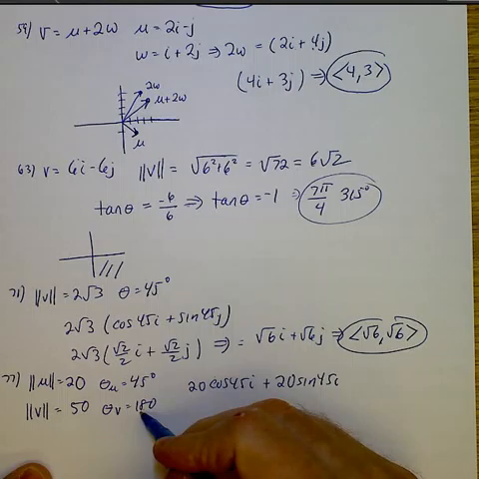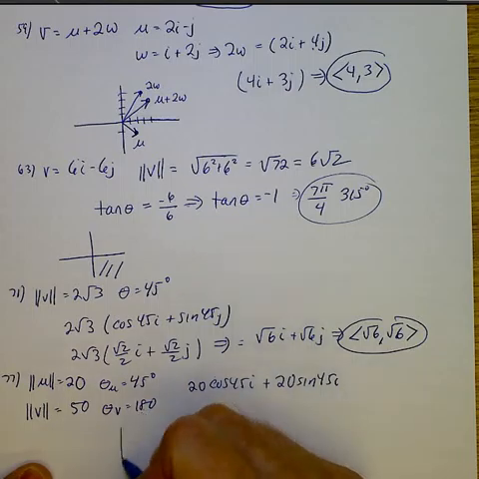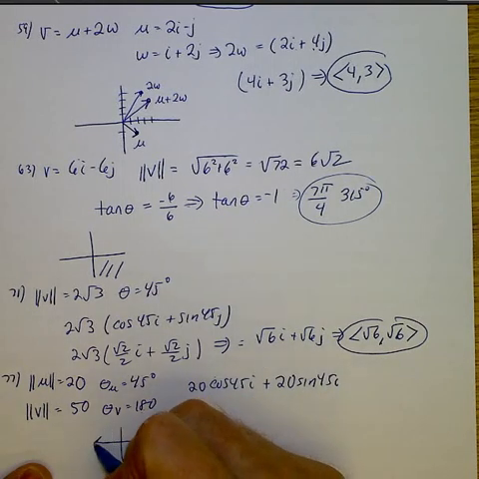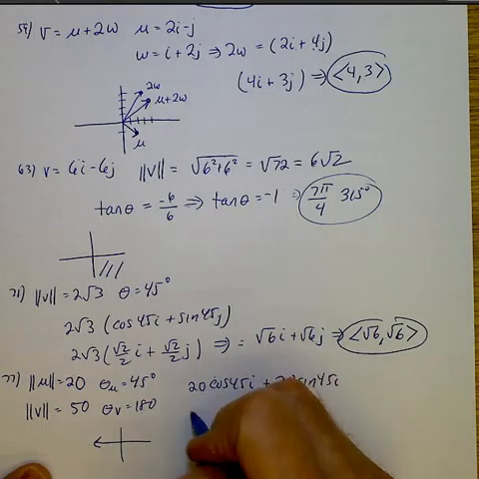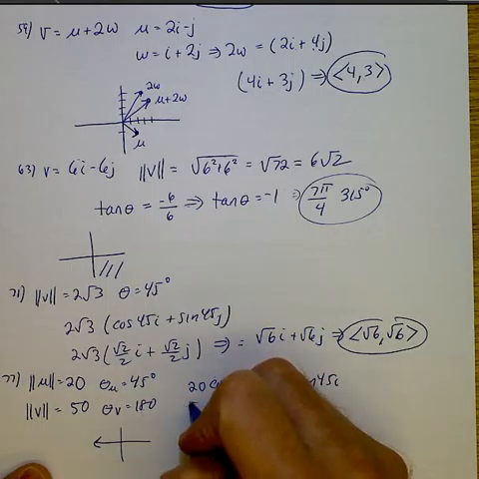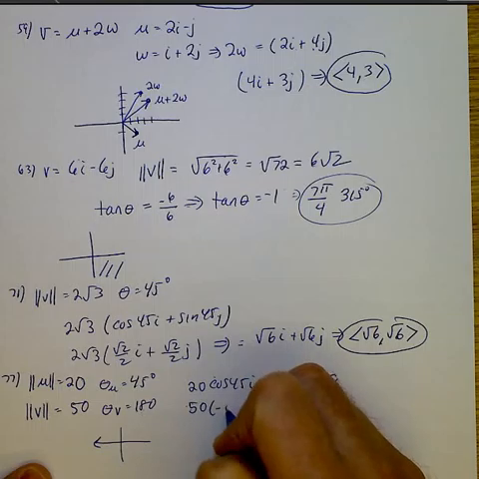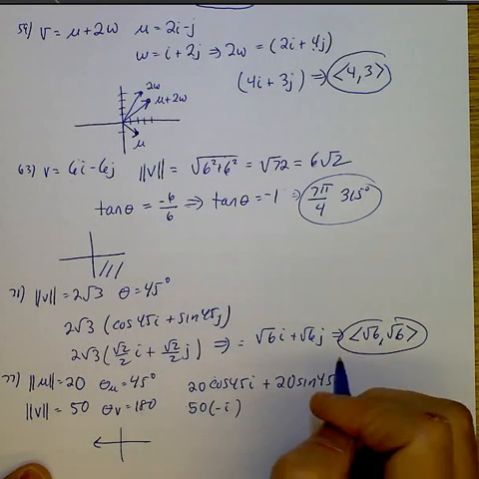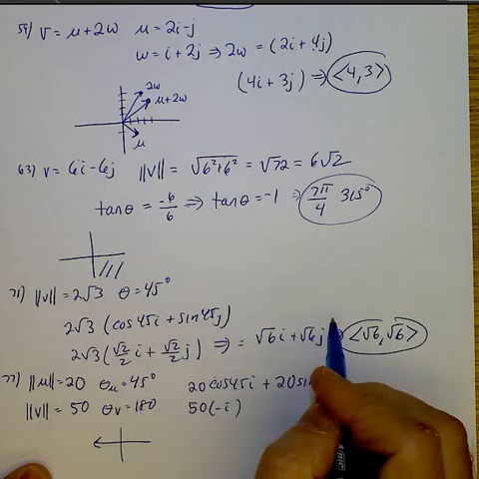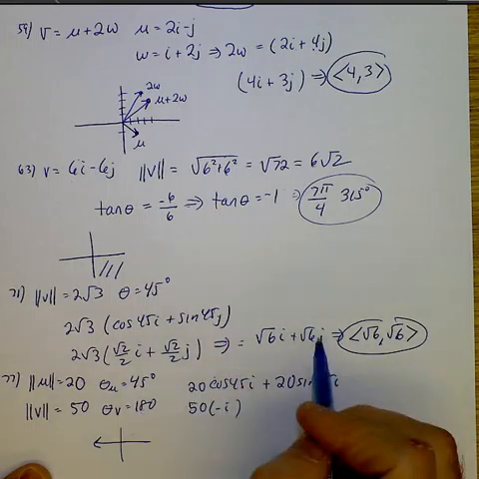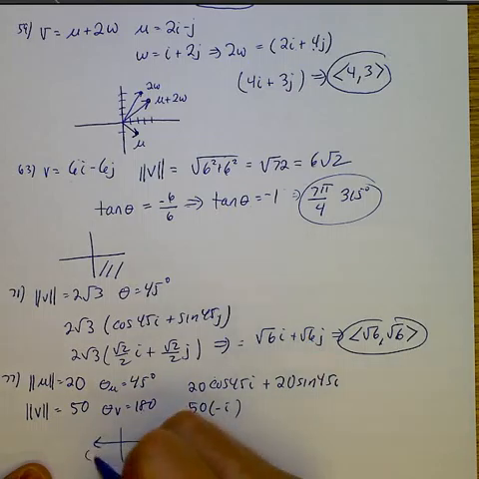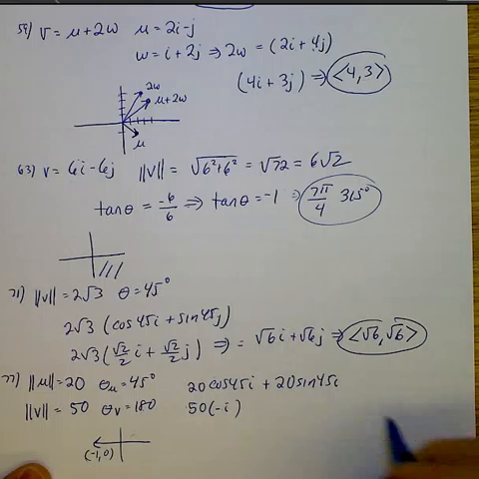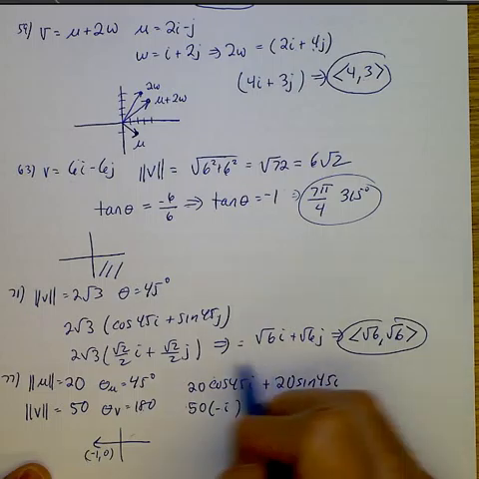180 is in the negative direction, it's in this direction here. There is no j component. This is just simply going to be 50 times negative i, because the cosine and sine of 180 is the point negative 1 comma 0, so negative i. And all we're going to do is add the like terms.